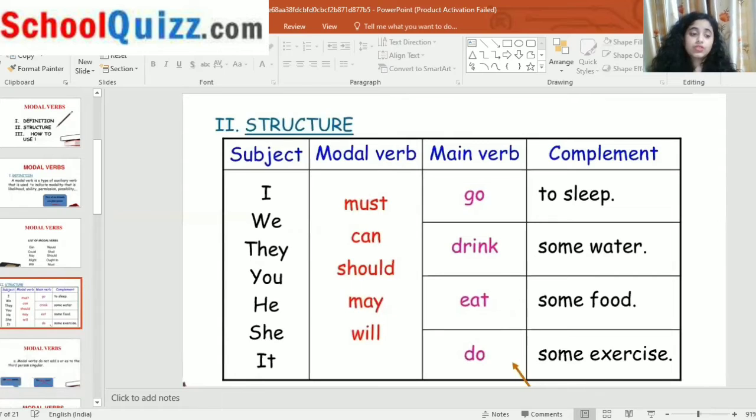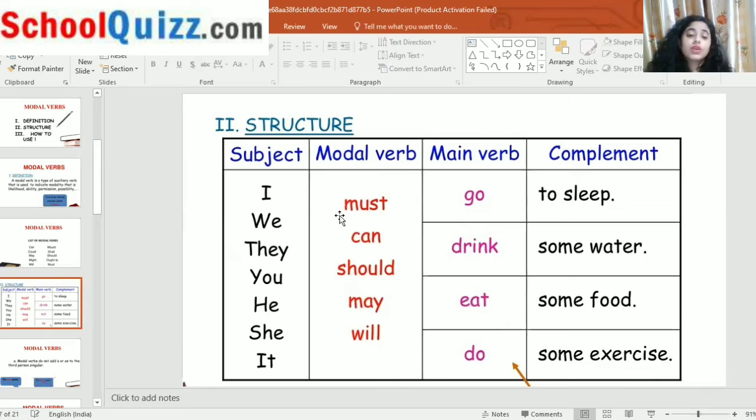Moving on to the structure. What is the structure of modal verbs? First we'll write the subject, whatever the subject: I, we, they, you, he, she, it. Then we'll go with the modal verb: must, can, should, may, will. Then we'll go to the main verb. And lastly, we will go to the complement.